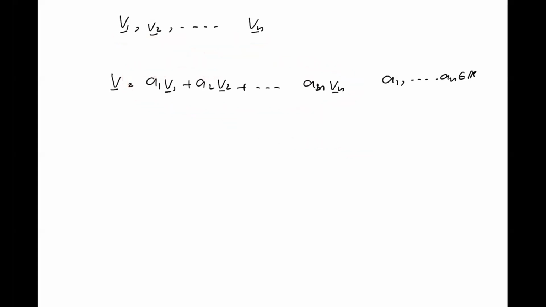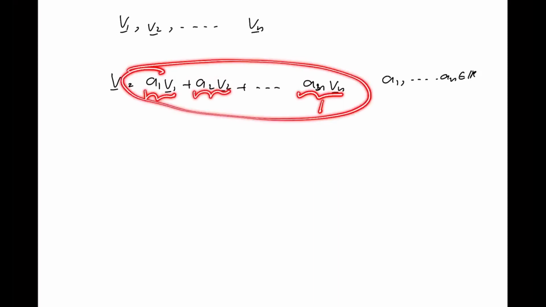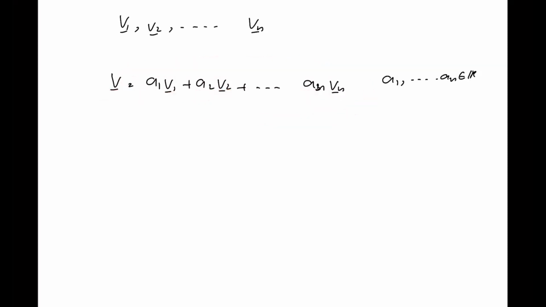It means you only have real or scalar coefficients on your vectors, and you add them up. Because each of these is itself a vector, if you add them up, what you get as a result is a vector, which is of course a linear combination of the vectors, which we call a linear combination of vectors. Okay.